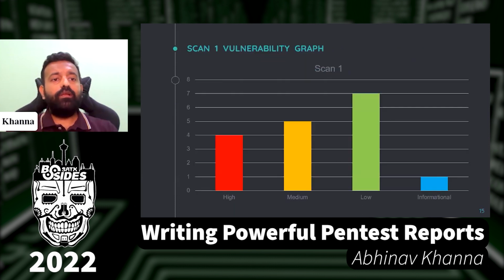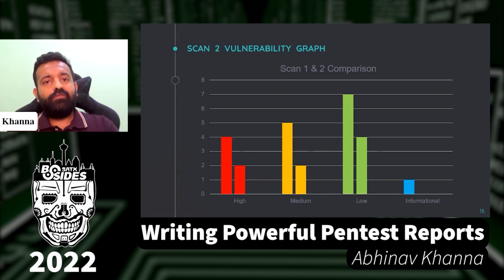Now, let's have a look at what CISOs or the board of directors are interested in. The graphs, scan one graph. For example, if you're working on the application for the first time, this is what a graph is going to look like: 4 vulnerabilities reported in high, 5 in medium, 7 in low, 1 in info. The CISO is going to say, okay, these are the 4 vulnerabilities, and he might or might not go through the POCs of these findings.